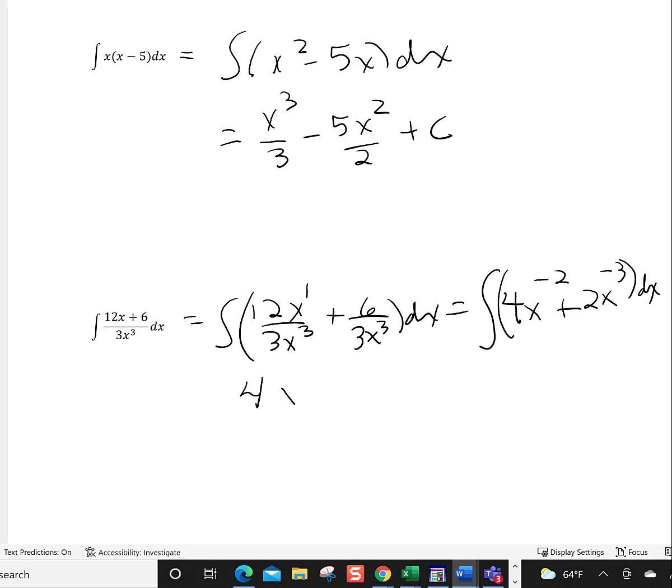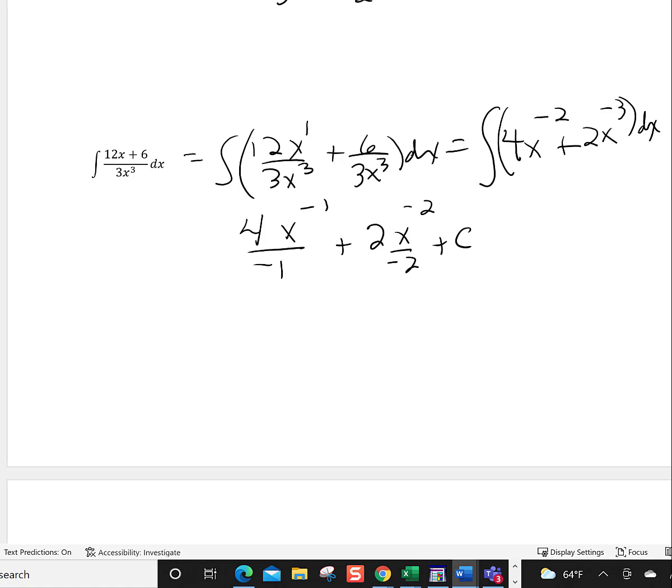So I have 4. X increases by 1, so it's negative 1, divide by negative 1. The 2, x to the negative 3, I add 1. Negative 3 plus 1 is negative 2, divide by negative 2, add c. This could simplify a little bit more. 4 over negative 1 is negative 4. The x to the negative 1, I'm just going to write that over x. 2 divided by negative 2 is negative 1. And the x to the negative 2, I'm going to change that to x squared and say plus c. So it's lots of little steps. It's nothing too big just yet.